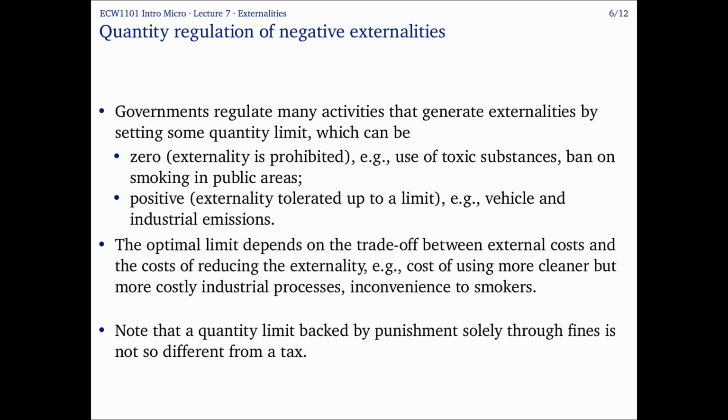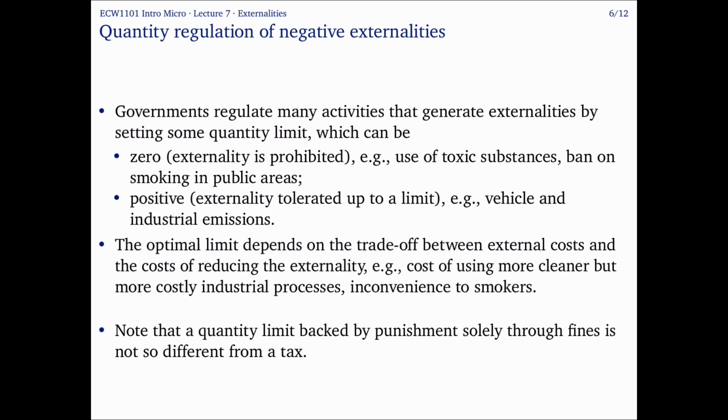Okay? And the last point I want to make, a point that sometimes is lost, is that quantity regulation depends crucially on enforcement. Okay, so quantity regulation with poor enforcement is hardly regulation. I mean, it seems like a trivial point to make. It's obvious.